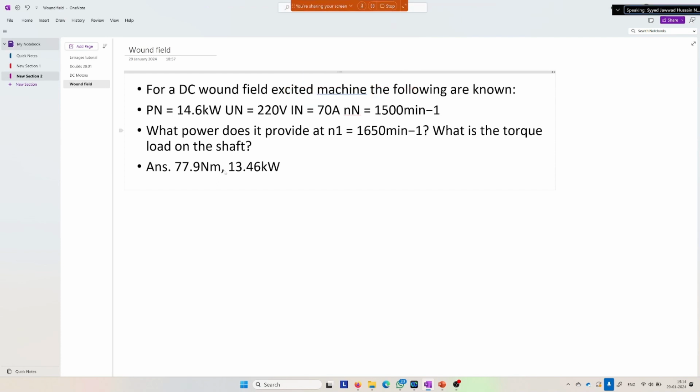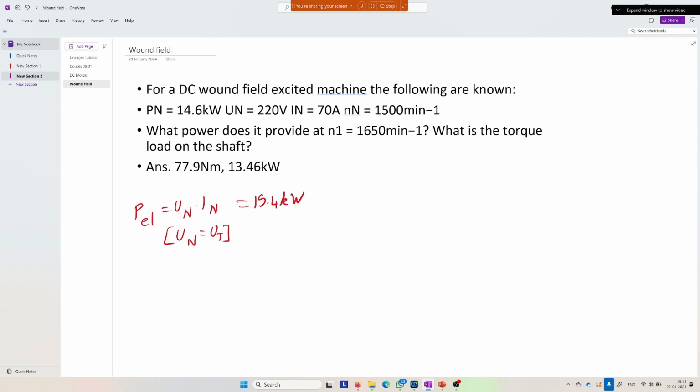So, a lot of details given to us: nominal power, nominal voltage, supply voltage, nominal current being consumed, and the nominal RPM of 1500. So let's make a quick experiment. Let's see what the electrical power is. P electric is Un times In, because this Un is the Ut. If you calculate that, you will get 220 volts times 70 amp, 15.4 kilowatts, and you can see that is larger than 14.6.